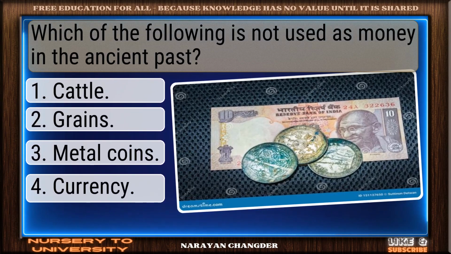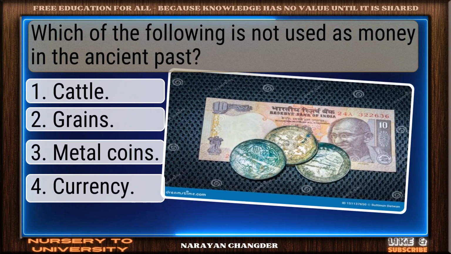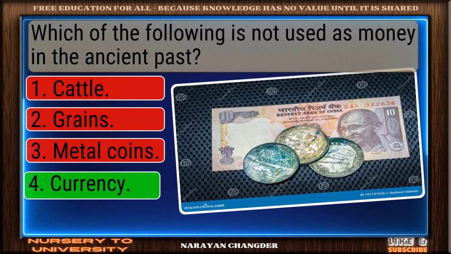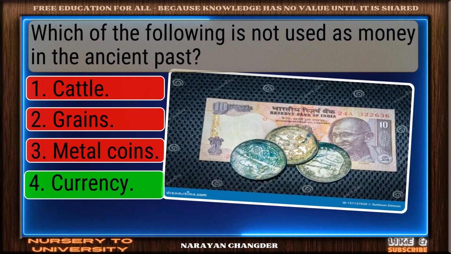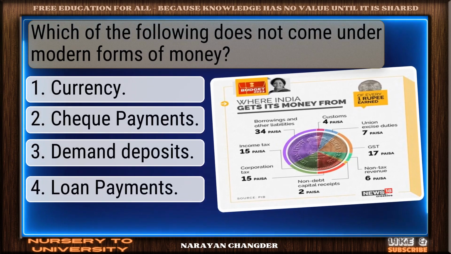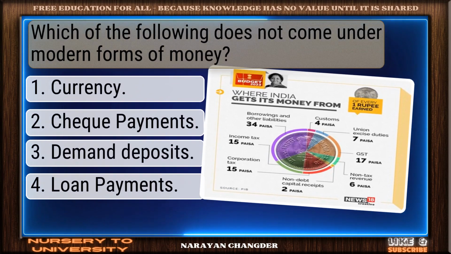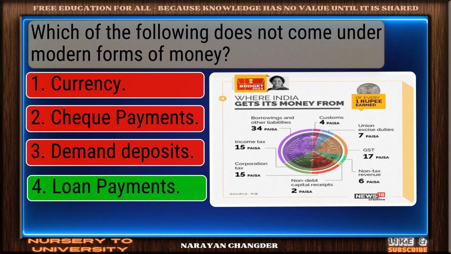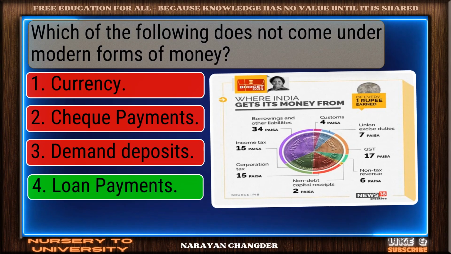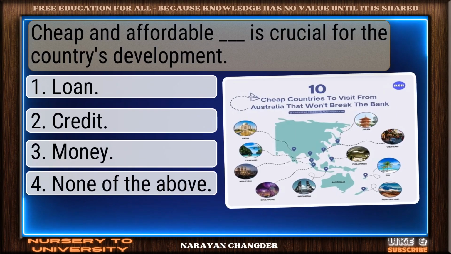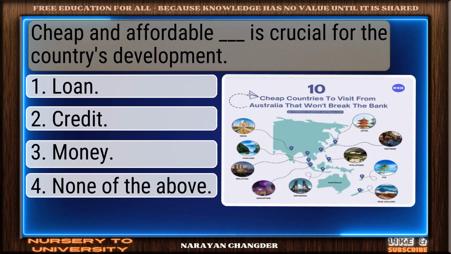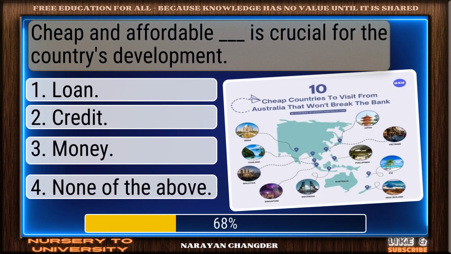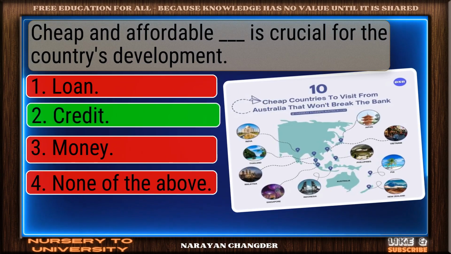Which of the following is not used as money in the ancient past? Well picked. Currency is correct. Which of the following does not come under modern forms of money? Bravo. Loan payments is the answer. Cheap and affordable dash is crucial for the country's development. On track. Credit is correct.